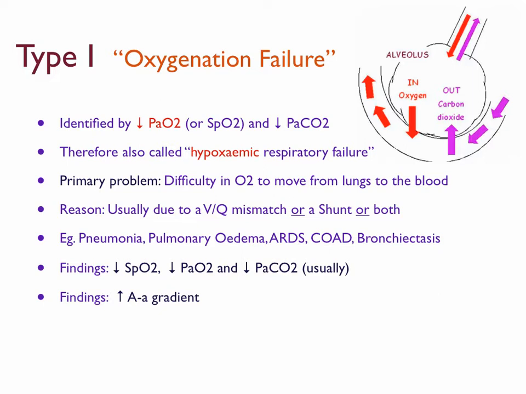Clinically, we find that the patient has a low SpO2, a low PaO2, and very often a low PaCO2. And the primary problem being at the alveolus and the arteriolar border. The main finding is an increase in the AA gradient.